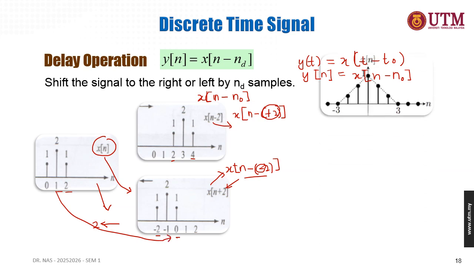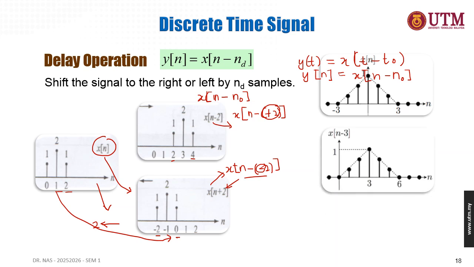Another example. When you have x[n], the signal may be shifted to the left or to the right. Again, compare with the general equation, x[n - 3], with positive 3. So the signal is shifted to the right by 3, and everything moves to the right by 3.